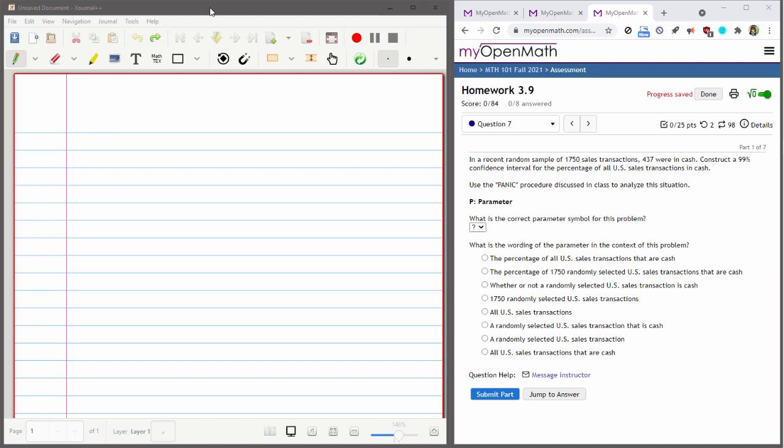In this problem, we're going to actually construct a confidence interval. But before we do, we need to take a moment to understand the problem and to understand why the calculations we're going to use are appropriate to the problem we're solving. For that contemplation, we have this handy acronym, PANIC, so that we remember to stay calm and think carefully.